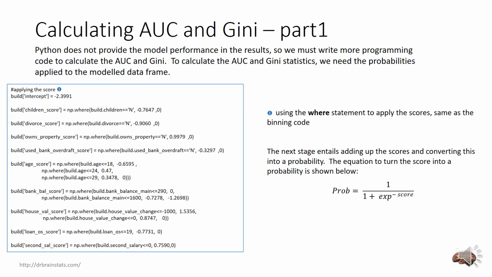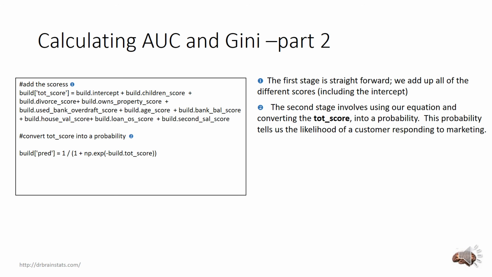So how do we calculate AUC and Gini? Python does not provide the model performance in its results, so we must write more programming code to calculate AUC and Gini. To calculate AUC and Gini statistics, we need the probabilities applied to the model data frame. So, using the where statements, we're going to apply the scores, same as the binning code. And the coefficients come from our results previously. The next stage entails adding up all the scores and converting this into a probability.